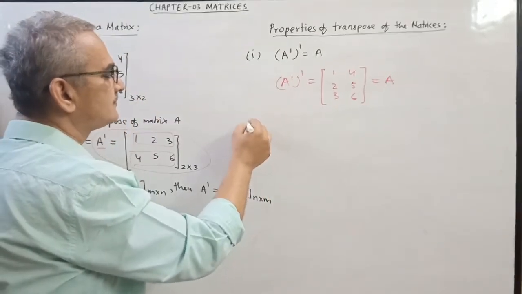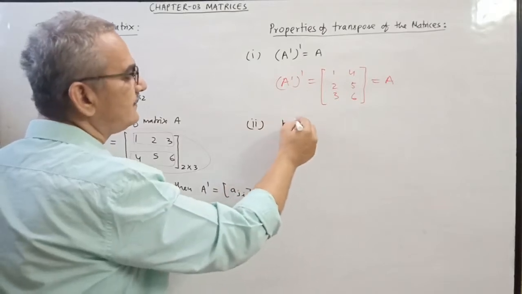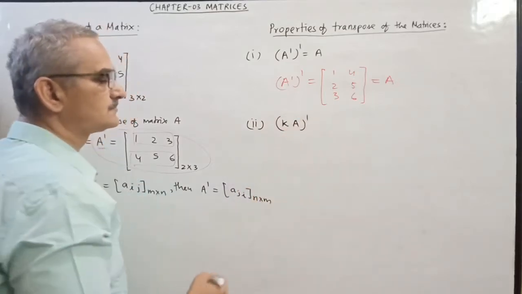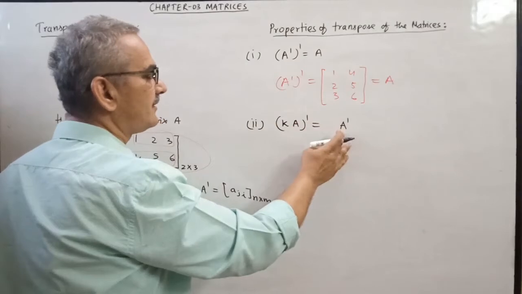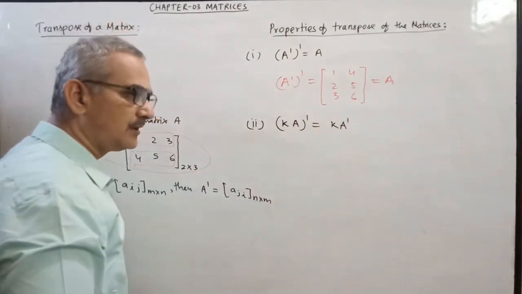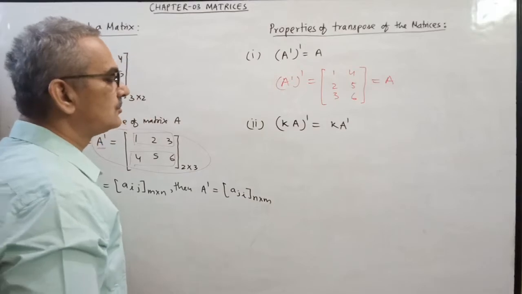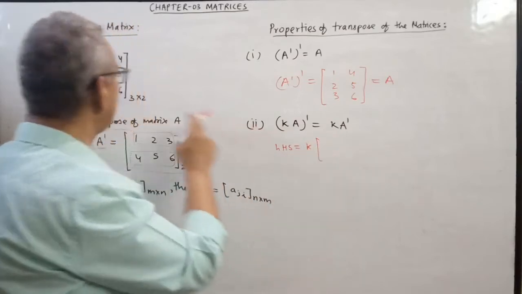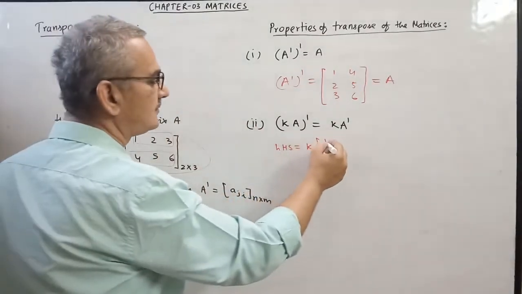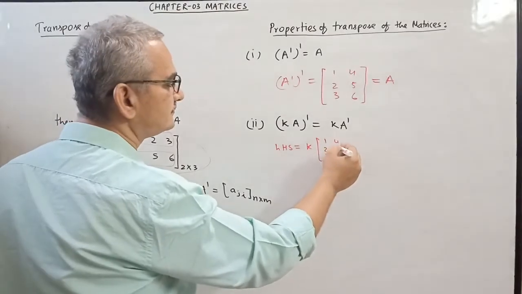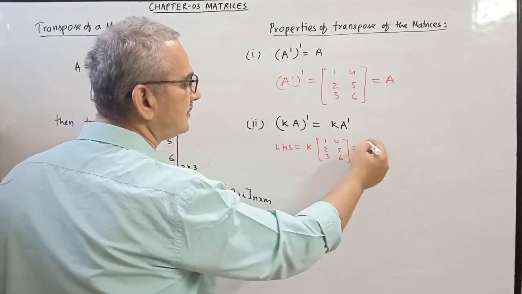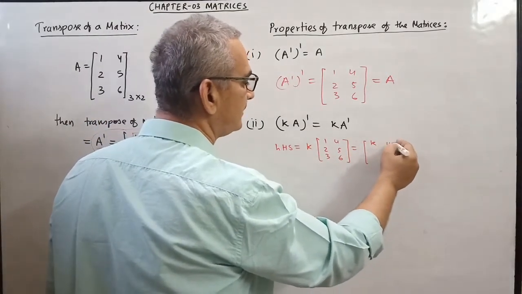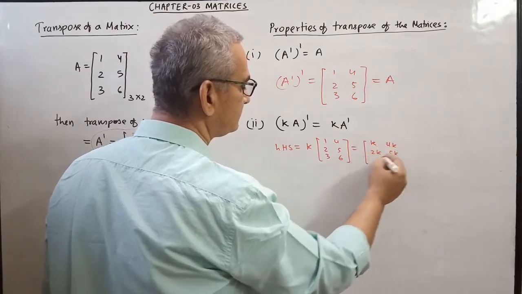Now the second property: if you multiply a matrix A by a scalar k and then take its transpose, or you take the transpose of the matrix first and then multiply it by k, the result is the same. So take the left hand side. In the same example, we multiply this matrix A by k. Let's write it out. The k will multiply each and every element. So we are getting this.